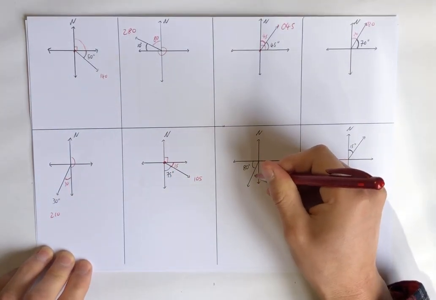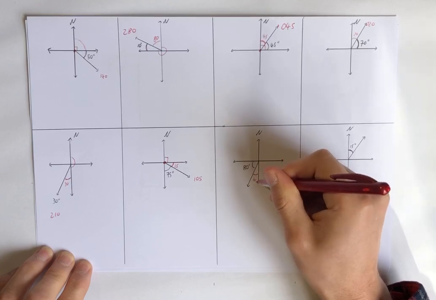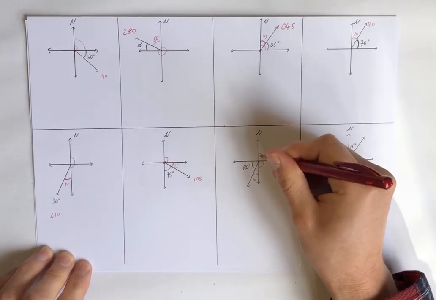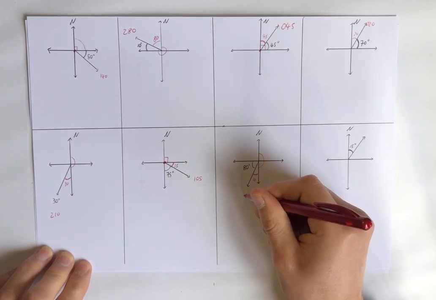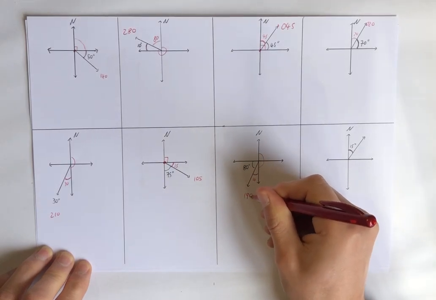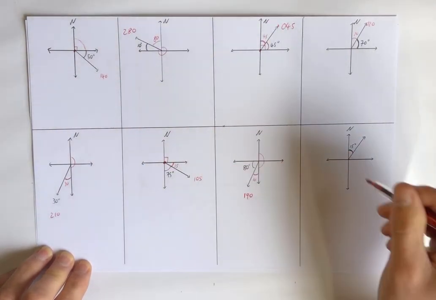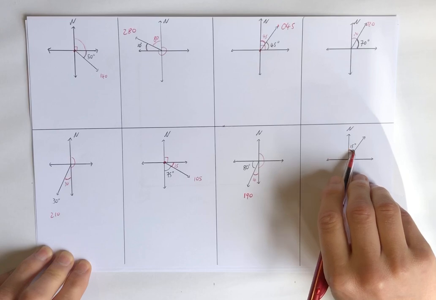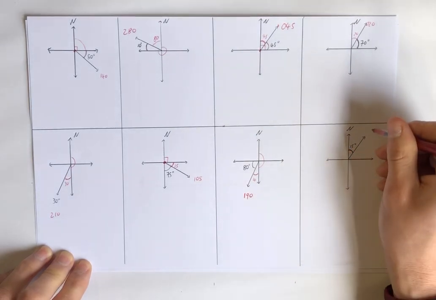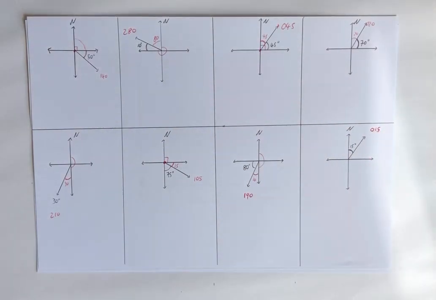This is 80, so this angle here must be 10, and so this bearing must be 180 plus 10, 190. Okay, this one here is very similar to the ones before. We can just read straight off. Our angle from north is 15, so 0, 1, 5. And that is our bearing.